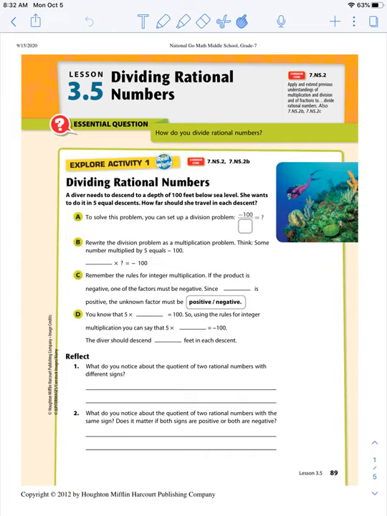Hello, 7th graders, and welcome to lesson 3.5 on dividing rational numbers. When we're dividing rational numbers, it's important to remember that there could be positives and negatives.